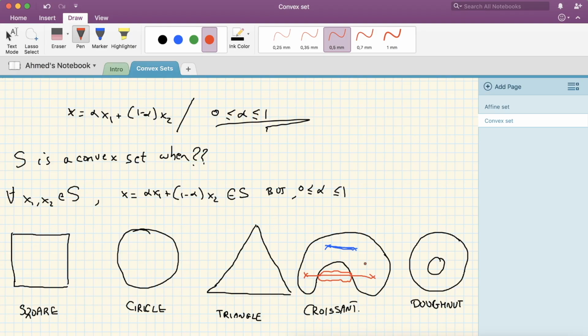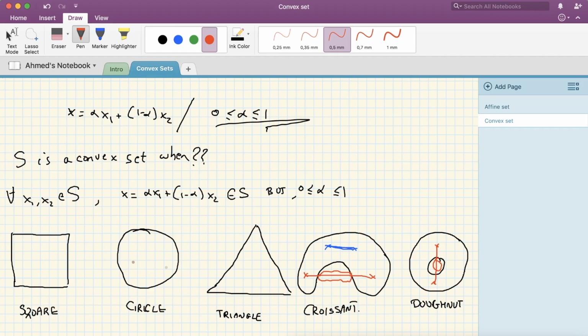It's a non-convex set. It suffices to find only 2 points such that a portion of the line segment joining those 2 points falls outside the set. Now we can say the same thing for the donut, right? So the donut, if I grab a point here and a point here, then this line has this portion right here outside the donut, right? So this set is no longer said to be convex.